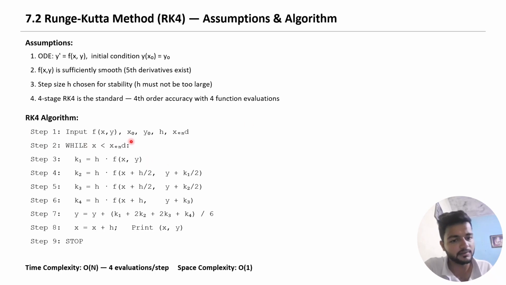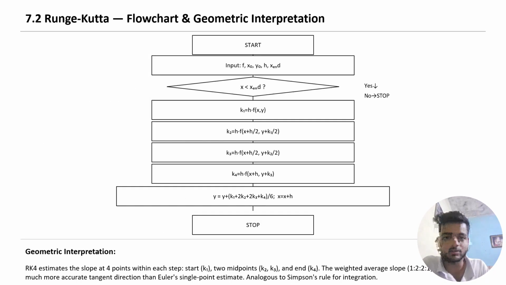Step 1, input f(x,y), x0, y0, h. While x is less than xn, k1 is equal to h multiplied by f(x,y), k2 is this, k3, k4, and after calculating all 4 k's, we'll calculate y equals yi plus (k1 plus 2k2 plus 2k3 plus k4) divided by 6. We'll assign x equals x plus h, then we'll get our values x and y, and then we'll print x and y and stop the algorithm. Time complexity is big O of n, it has 4 evaluation steps.